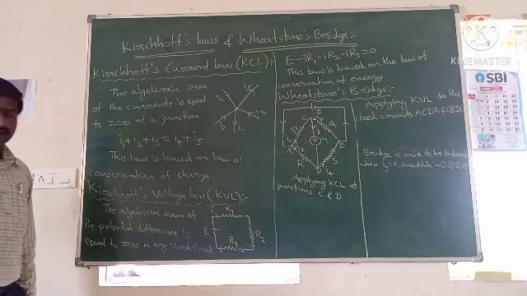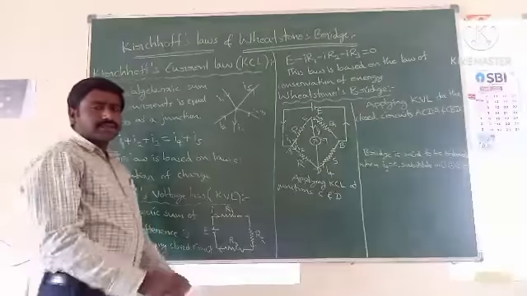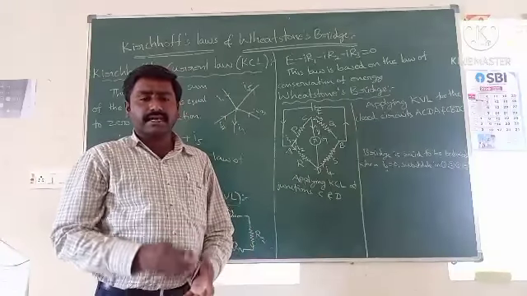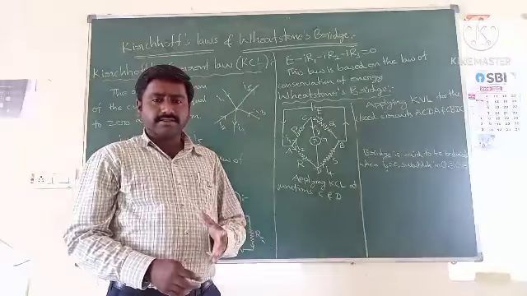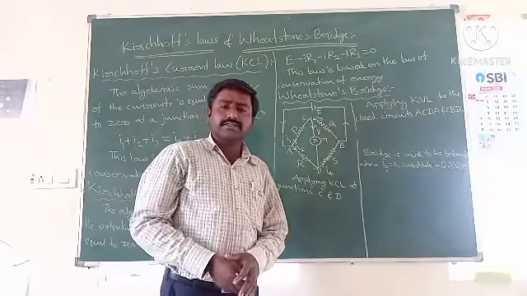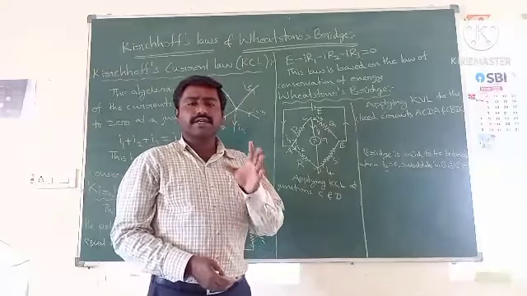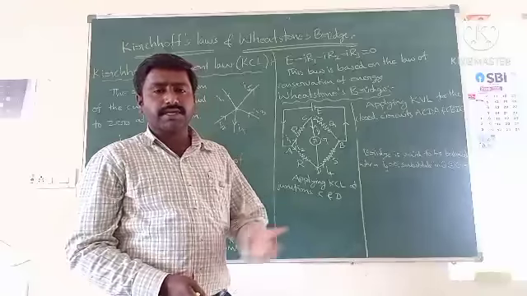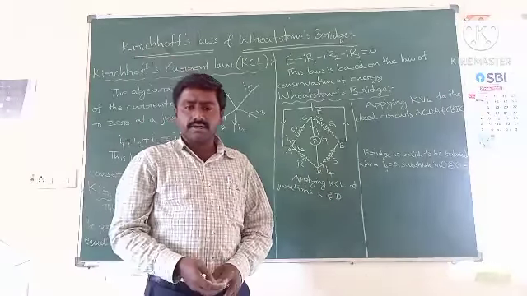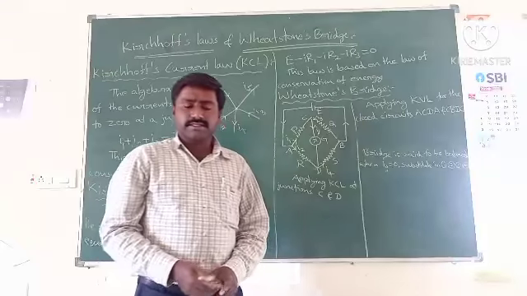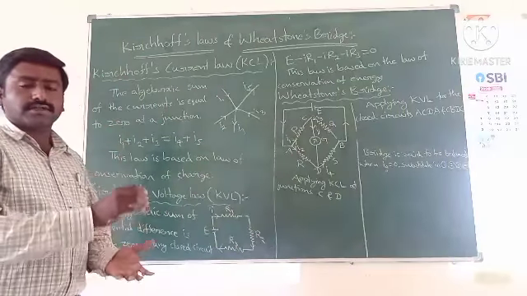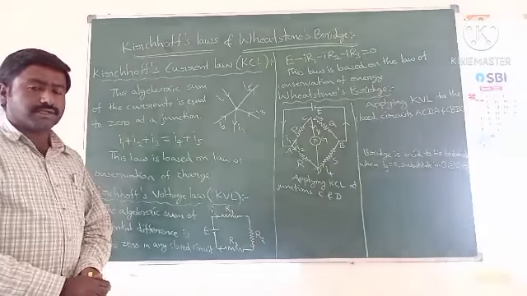Kirchhoff's laws. For example, a simple circuit may consist of capacitors or resistors or batteries, in a series combination or parallel combination. In such simple electrical circuits, we can easily find the current and potential difference by applying the simple formulas of a combination of capacitors and a combination of resistors.